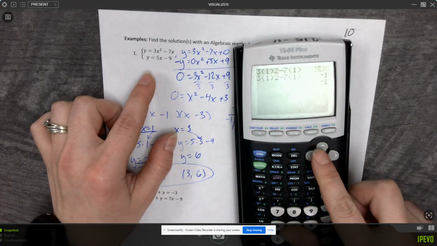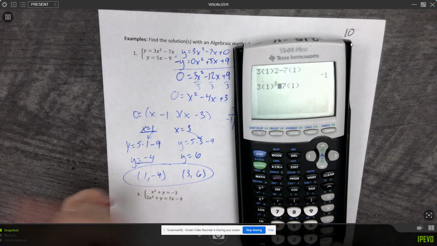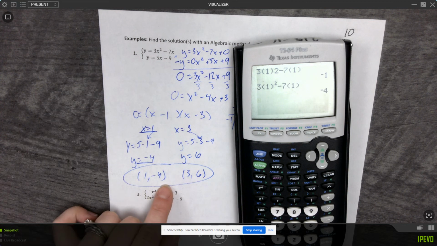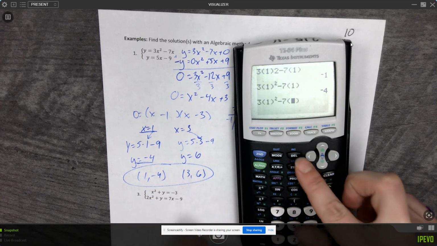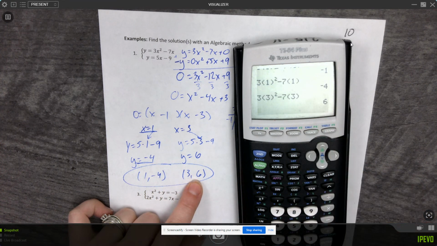Oh, hold on. I see why. See, that's a problem. I didn't get the right answer, but that's because I didn't type in a squared. So 3x squared minus 7 times 1. And now I get negative 4 like I should. And then I'm going to repeat, but this time I'm going to plug in 3. So I'm going to just go back up here and change these ones to be 3's. And I get 6, which I should.